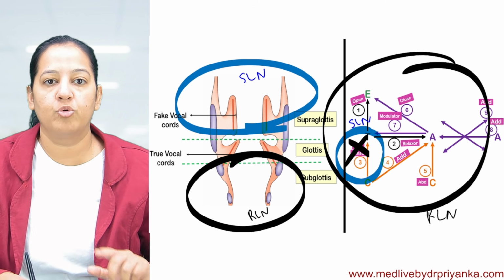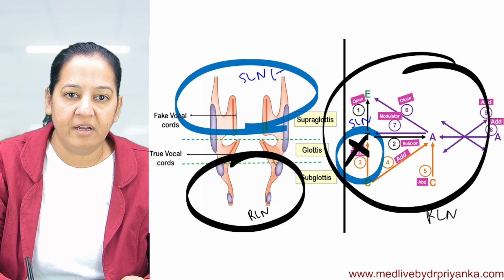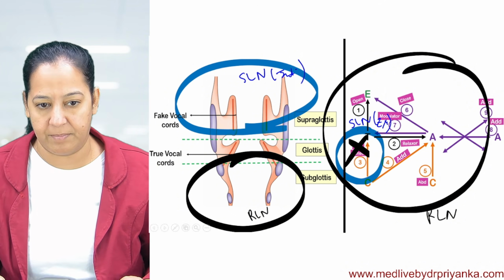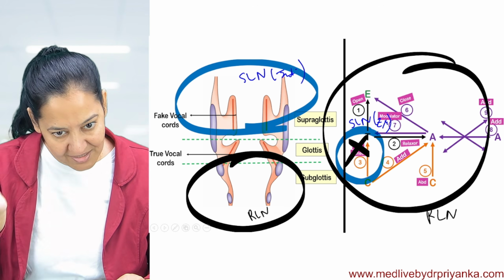SLN has 2 branches. This is the internal branch of SLN, which does the sensory supply, and this is the external branch of SLN, which does the motor supply. So the same thing is written. Let's merge this with the paralysis.